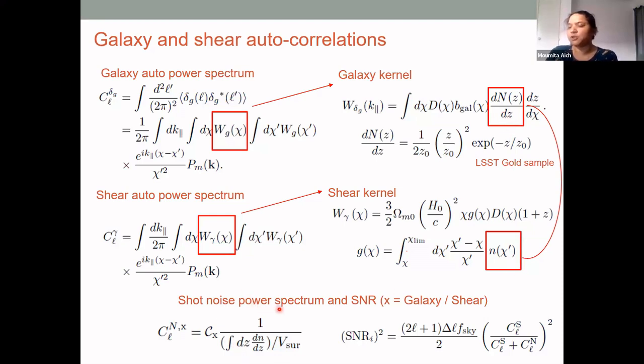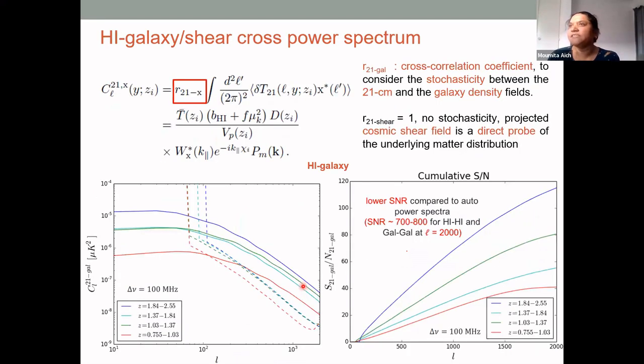And this is also the shot noise power spectrum and the signal to noise ratio for X, where X can be the galaxy or the shear. So for both galaxy and shear, your noise power spectrum looks like a shot noise. Right, okay, so let's look at some figures.